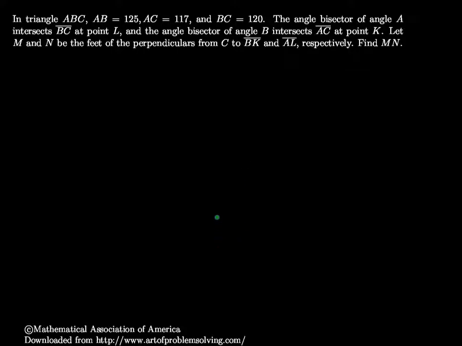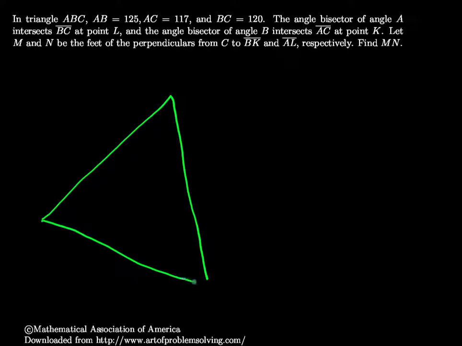Okay, 2011 AIME. This is problem 3 from AIME 1. And it says in triangle ABC, AB is 125, AC is 117, and BC is 120. Let me draw that first as well as I can. It's not quite equilateral, but it's pretty close. So I'm going to just get pretty close to equilateral.